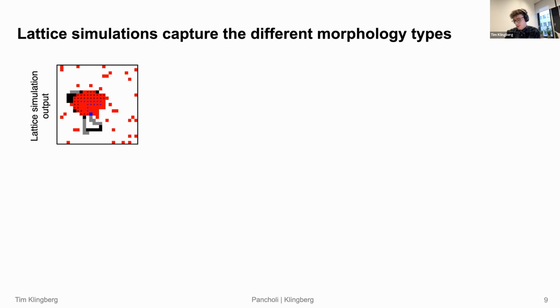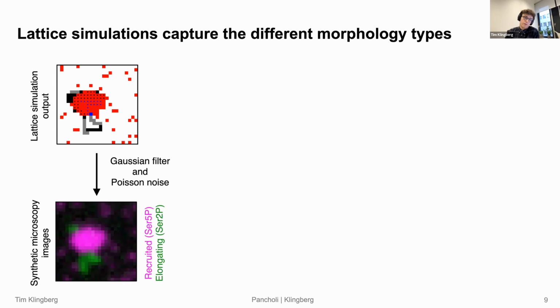But then the question arises, how can we compare these lattice outputs to our experiments in the wet lab? And also, how is it possible that we can use the same image analysis pipeline? To do so, we produce synthetic microscopy images by just adding a Gaussian filter to the lattice output and also adding Poisson noise. And then we can represent in magenta the recruited polymerase and in green the elongating polymerase.